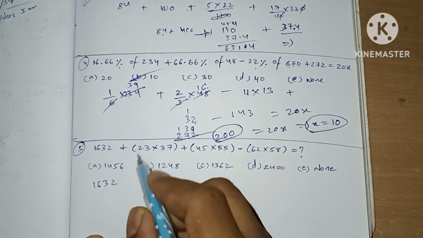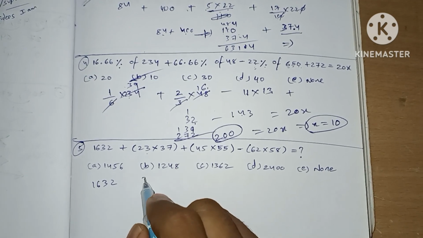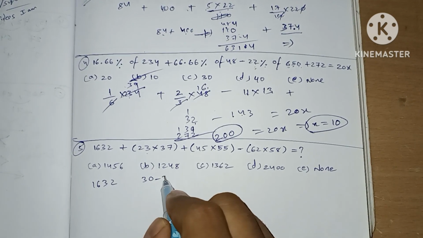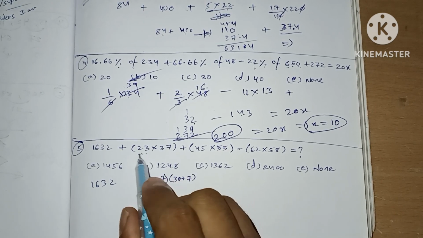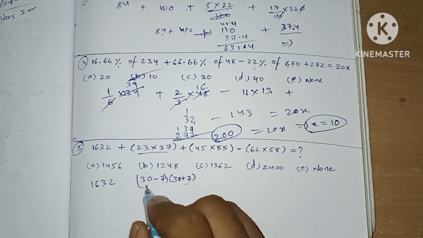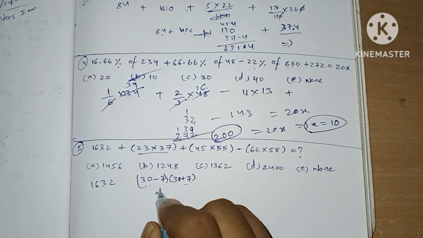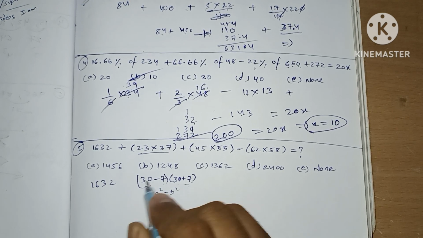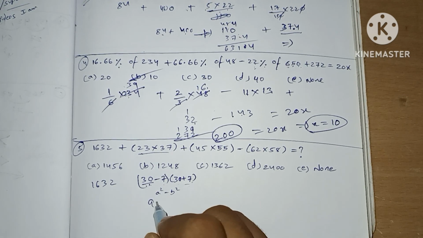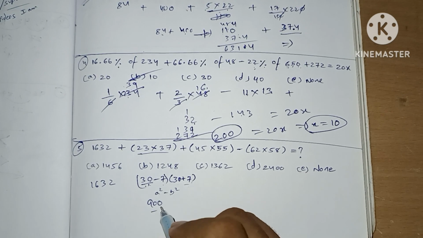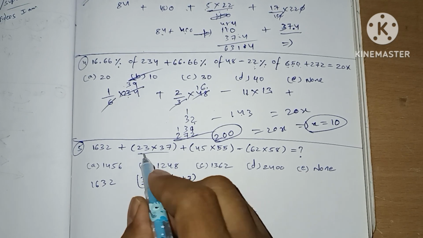1632 plus, here I can clearly see that this number is 30 minus 7 into 30 plus 7. See this one and this one. So it is look like a minus b into a plus b. The formula for this one will be a square minus b square. So a square value of 30 square, which is 900. 900 minus 7 square 49. We get 851 is the answer for this one.